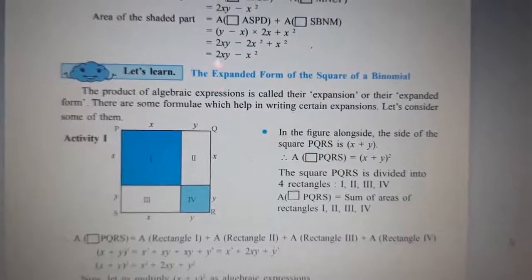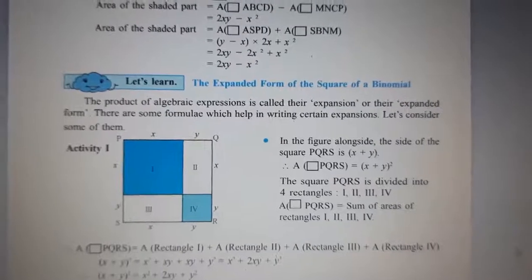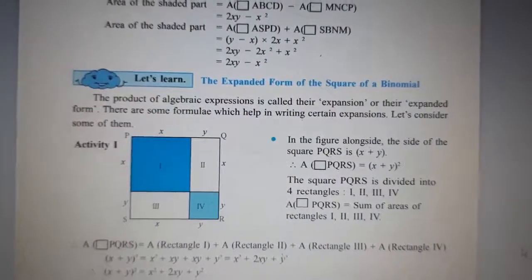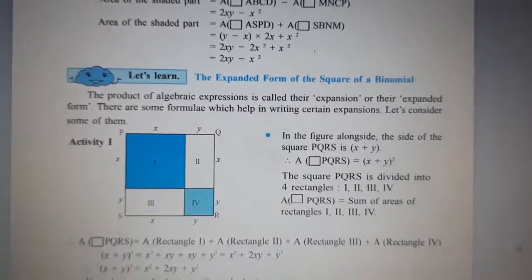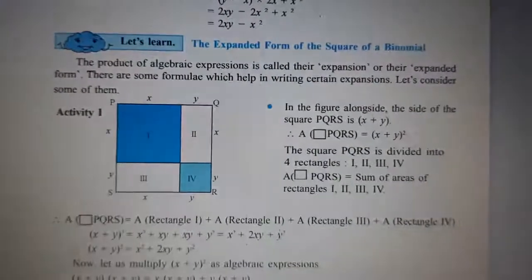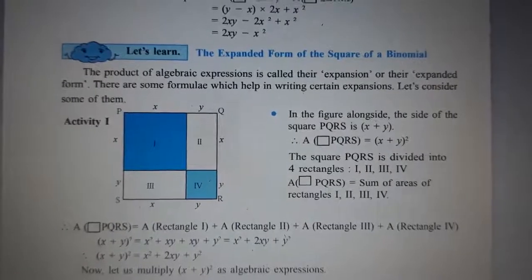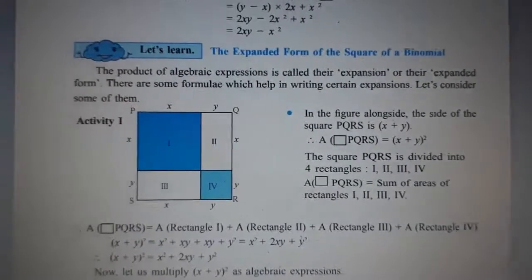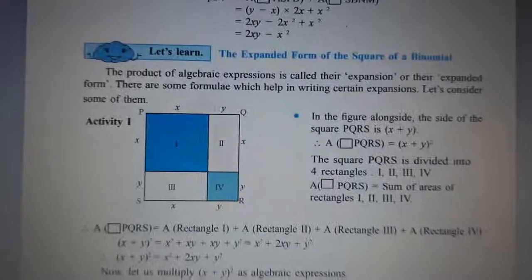Now look at this expanded form of the square of a binomial. Okay, you know what is binomial? Two terms. The product of algebraic expressions is called the expansion or the expanded form. Here you can see some of the formulas which will help in writing certain expansions. Just go through this, children, completely.